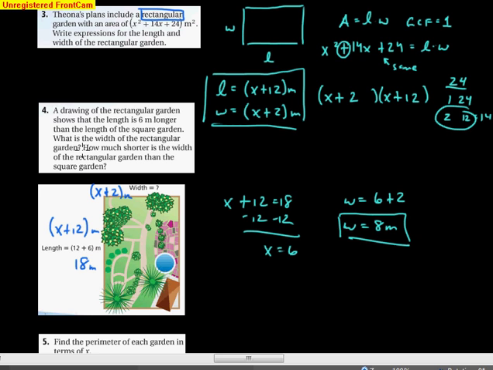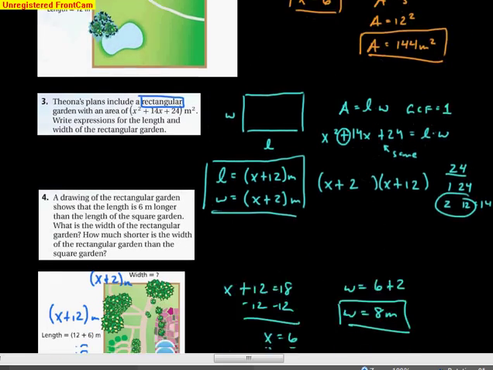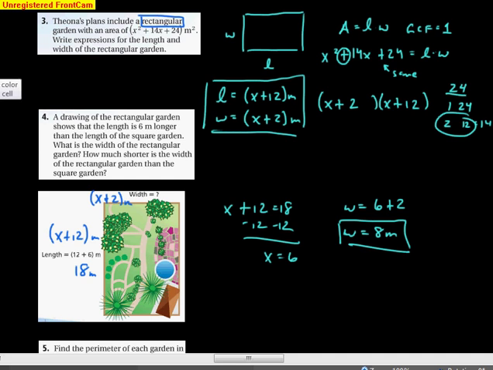What is the width of the rectangular garden? And then how much shorter is the width of the rectangular garden than the square garden? Well, the square's width, if we look above, was 12. So for the square, W equaled 12 meters. For the rectangle, W equals 8 meters, so that is 4 meters short. 12 minus 8 is 4. 4 meters shorter.